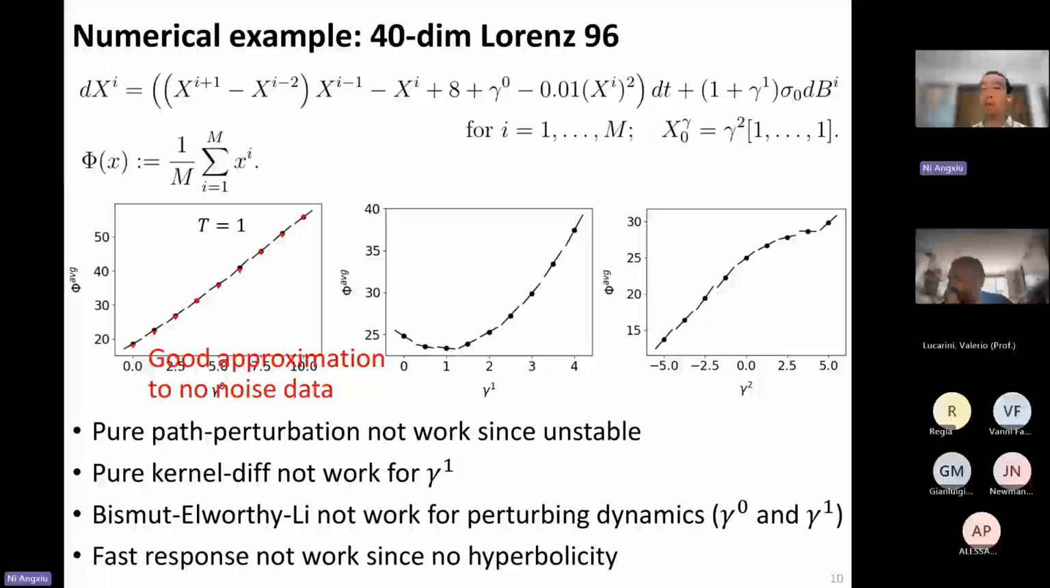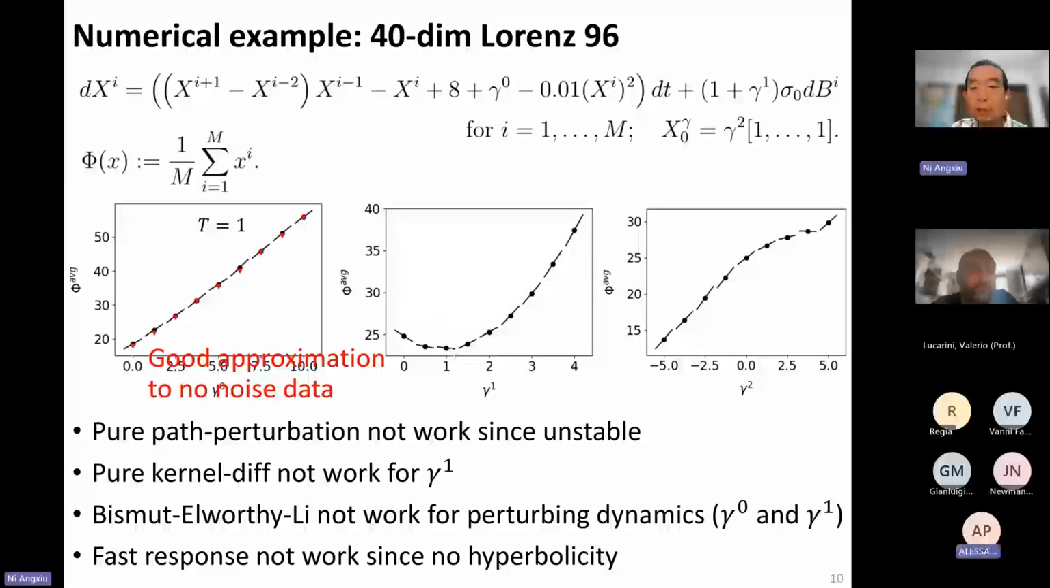All right, and I show you an example on the 40-dimensional Lorenz 96. This is just the conventional Lorenz 96, but here the drift is controlled by one of the parameters. And then I added some diffusion, which is controlled by another parameter. And I have a third parameter which controls the initial condition. So I draw this, and this is my average drop. This is my observable function, and I look at its average at a particular time.